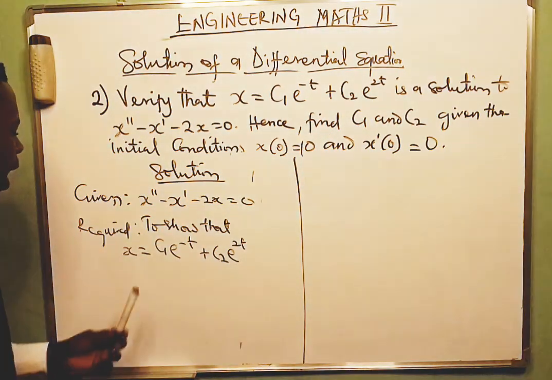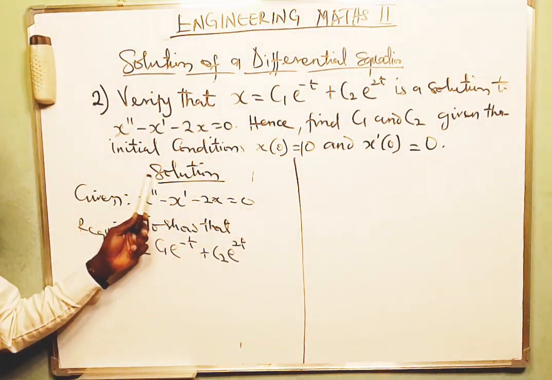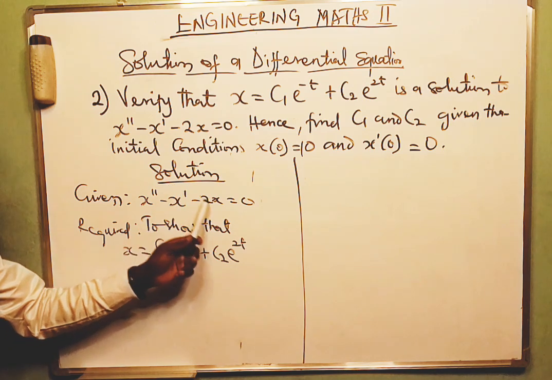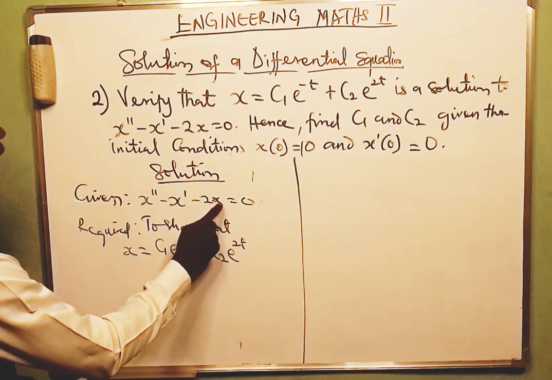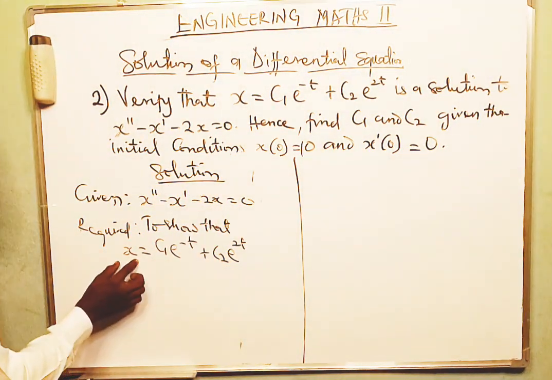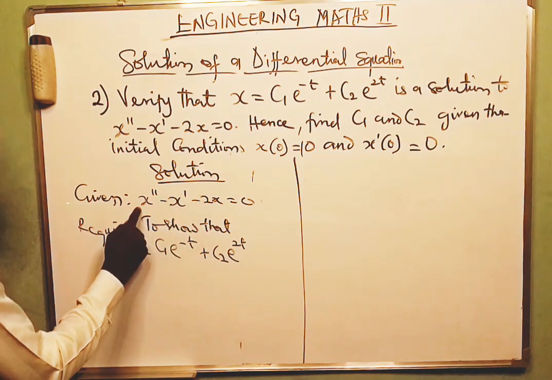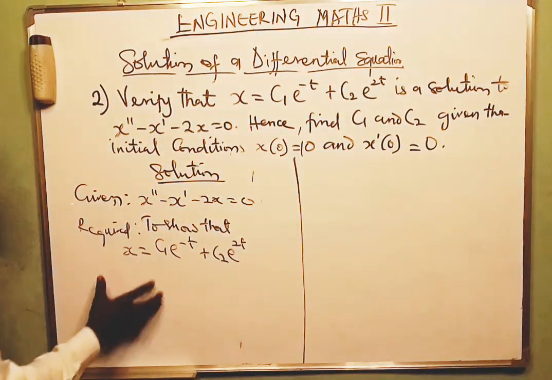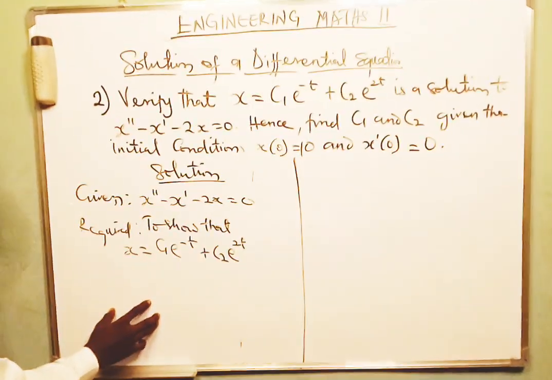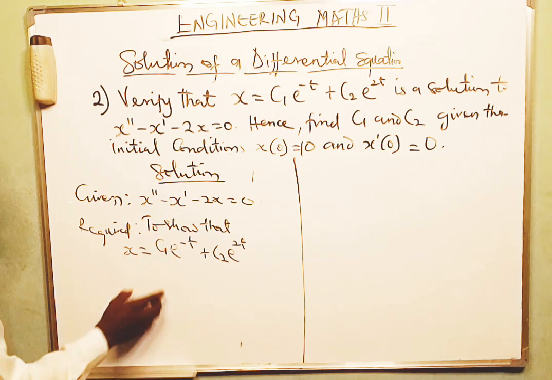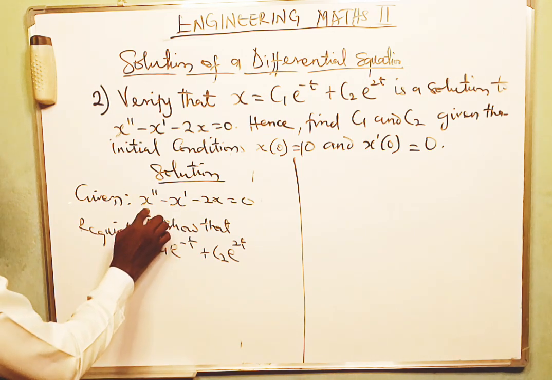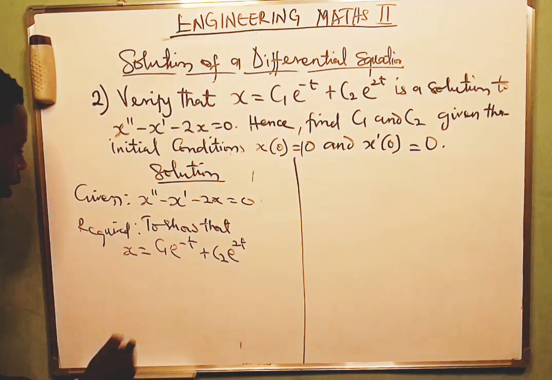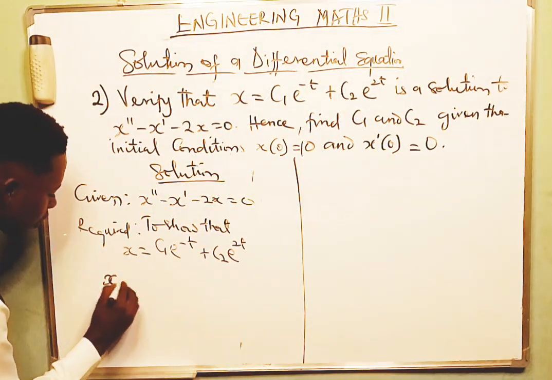Now, we have here x prime prime, we have here x prime, and we have here x. The x that we have here is this one. Now, how do we get our x prime and then our x prime prime? We have to differentiate. We differentiate once to get our x prime, and we differentiate another time to get our x prime prime. Now, let us start differentiating.